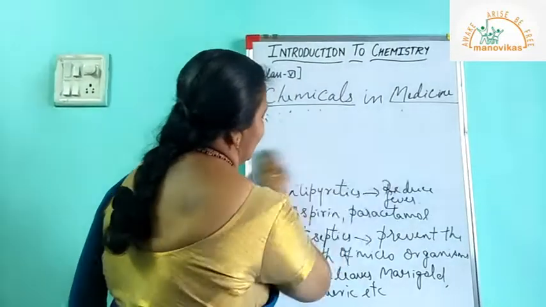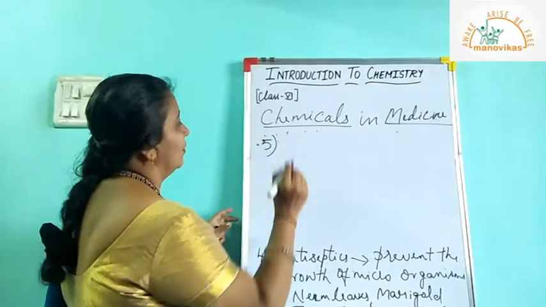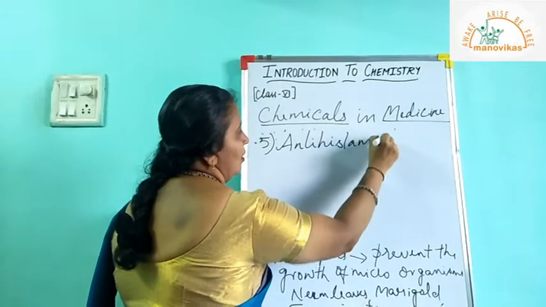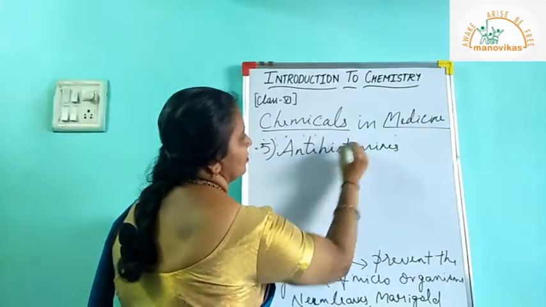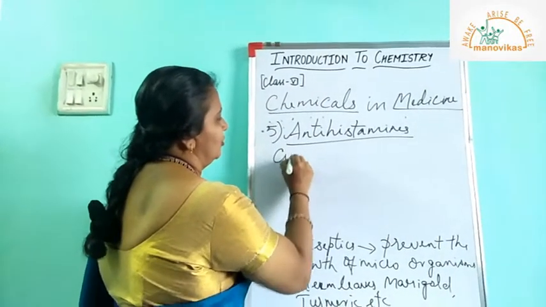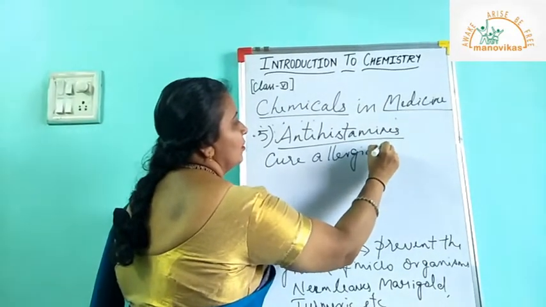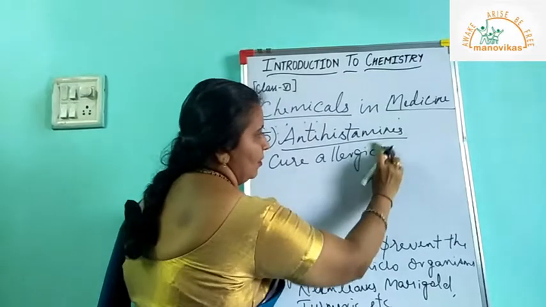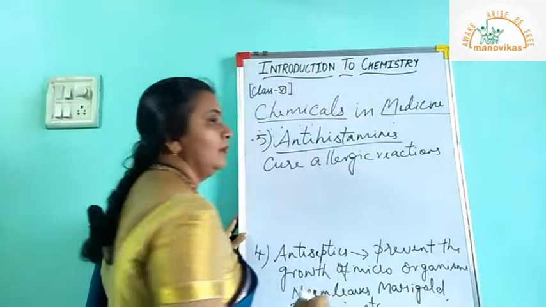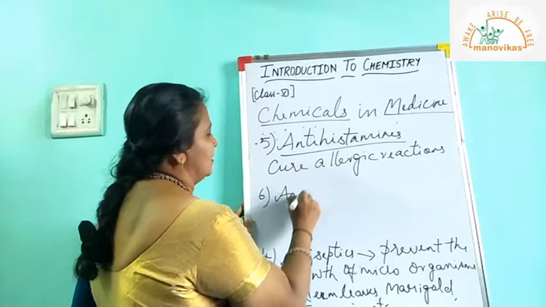Next, the fifth one, antihistamines. Antihistamines are medicines used to cure allergic reactions. Examples: rashes, breathlessness, etc.